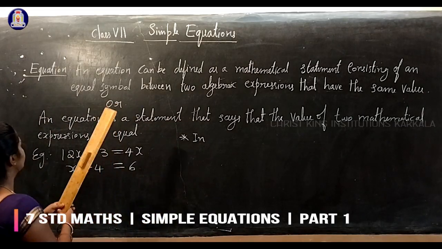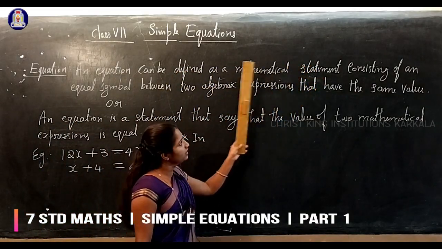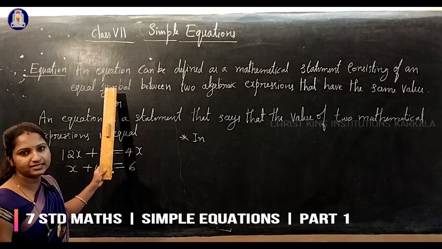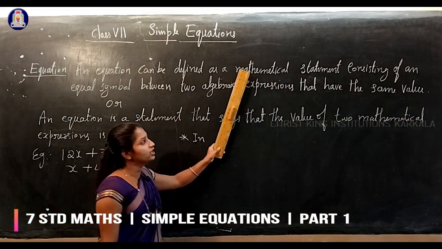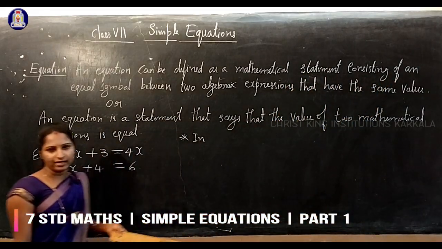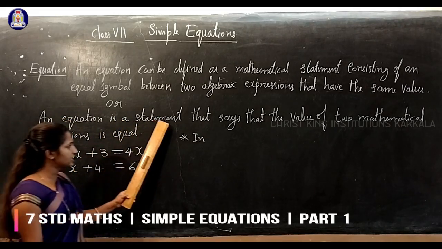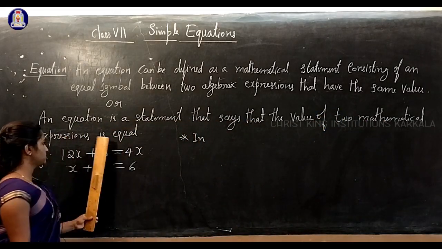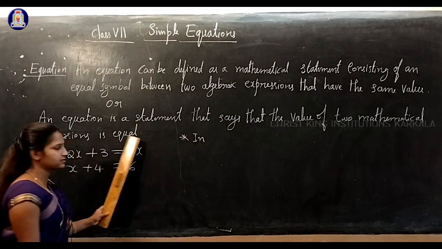So what is an equation? An equation can be defined as a mathematical statement consisting of an equal symbol between two algebraic expressions that have the same value. Clear? If you want, you can write one more definition: an equation is a statement that says that the value of two mathematical expressions is equal.